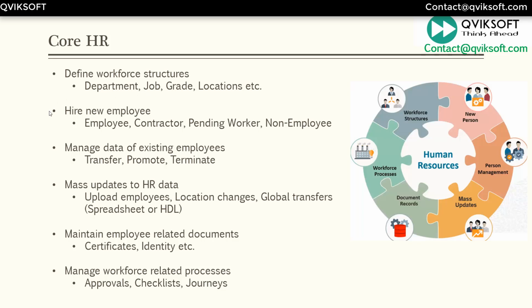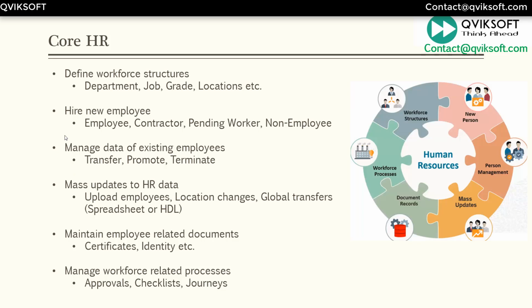And then the main activity for the HR, when you start the work, is basically hiring new employees in the system. So you can define employees which could be of different types. They could be permanent employees, there could be contractors. Pending workers is something which we define for the people who we may have given an offer, they haven't joined, but we expect them to join. And non-employee could be anybody in the company who could be a volunteer doing some work for you. So these are different categories of employee which we define in the system. Then managing data of existing employees.